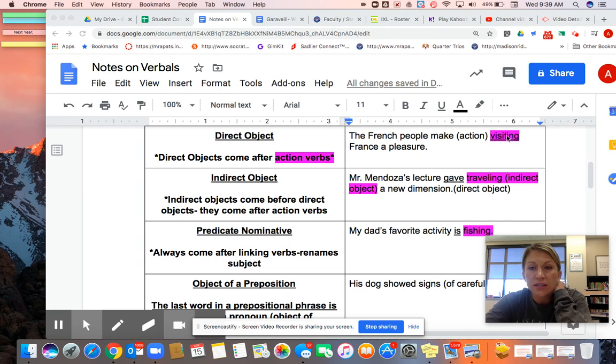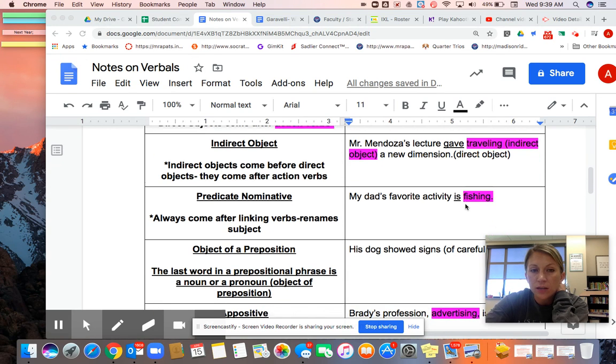So that makes visiting a verbal. Now I have to decide, is it a participle or is it a gerund? Well, a participle is an adjective, and it's not describing anything. So that means it's acting as a noun, or a gerund. So now I have to decide what type of gerund it is. Well, since make is an action verb, and I don't have an indirect object, visiting France a pleasure is a direct object. Make what? Visiting France a pleasure. Okay, so that's a direct object.